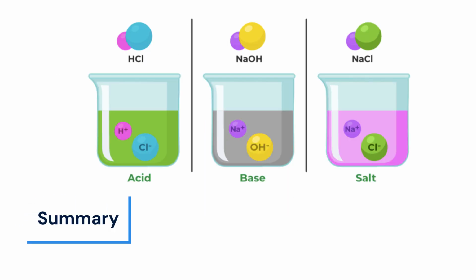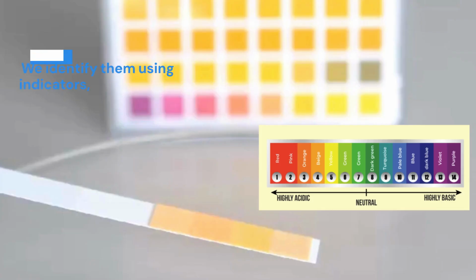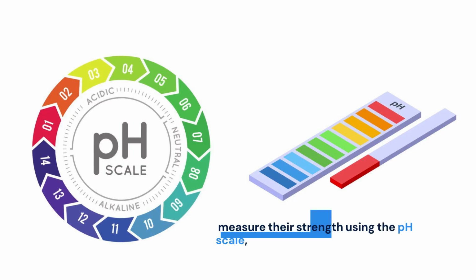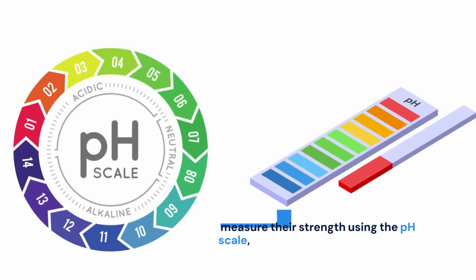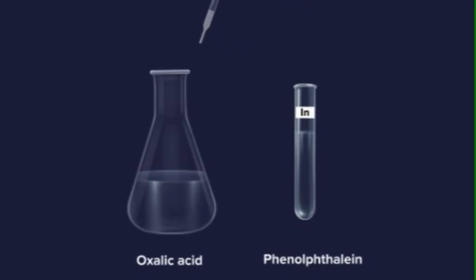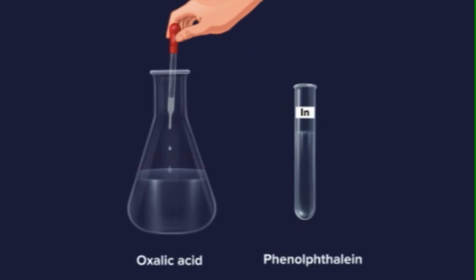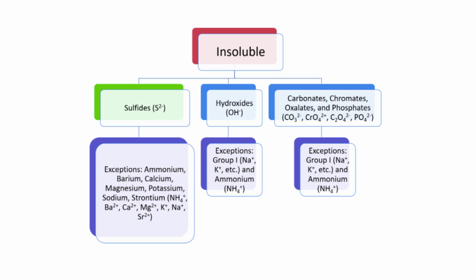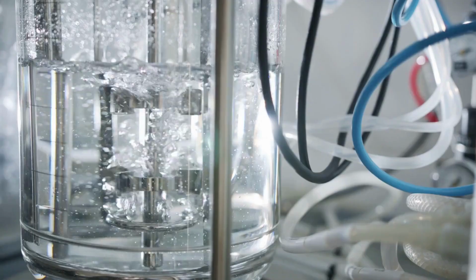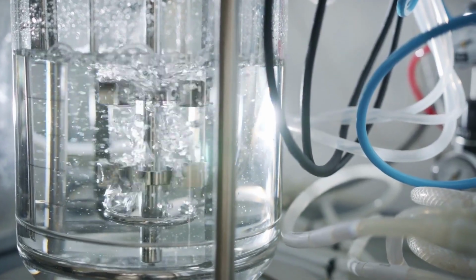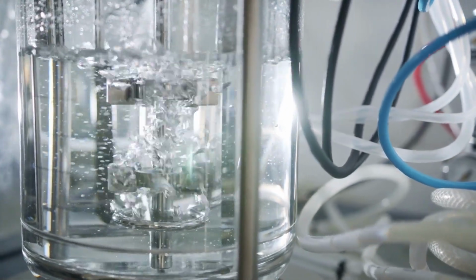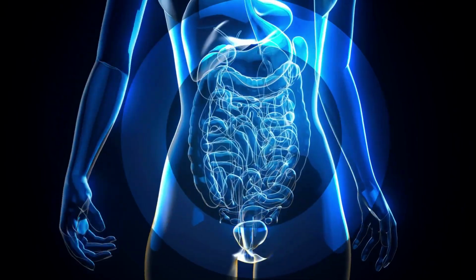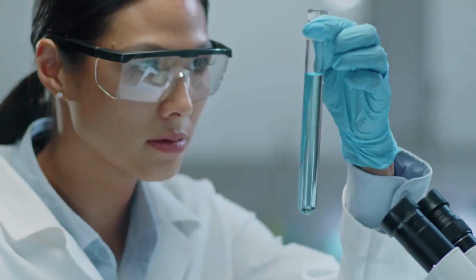In summary, acids release hydrogen ions, bases release hydroxide ions, and salts form when they neutralize each other. We identify them using indicators, measure their strength using the pH scale, and prepare salts through methods like neutralization, precipitation, and titration. Their solubility and hydrolysis help explain why different salts behave differently in water. Together, these ideas not only explain laboratory experiments, but also connect to real-life processes such as digestion, agriculture, medicine, and environmental science.